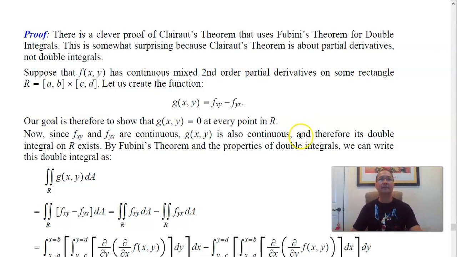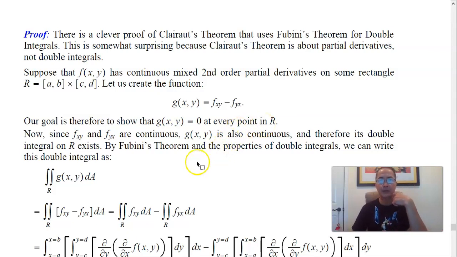So let's do it for just fxy, and of course a similar argument works for fyz, fzy. Fxy and fyx are both continuous, so if you take the difference, that is another continuous function. We want to show that if they're the same, then this has to be 0 at every point on our rectangle.